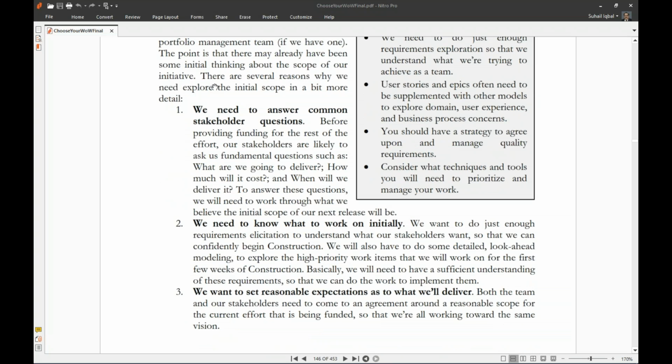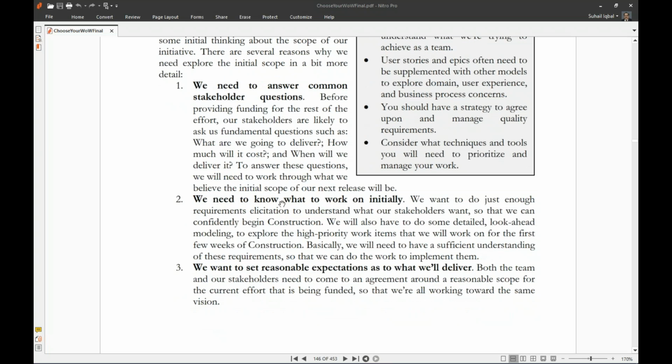Coming back to the text, so we were saying there are several reasons why we need to explore the initial scope in a bit more detail. Number one, we need to answer common stakeholder questions. Before providing funding for the rest of the effort, our stakeholders are likely to ask us fundamental questions such as, what are we going to deliver? How much will it cost? And when will we deliver it? To answer these questions, we need to work through what we believe the initial scope of our next release will be.